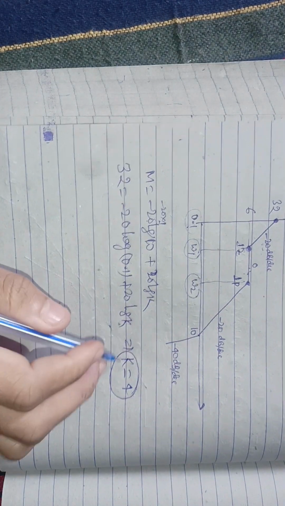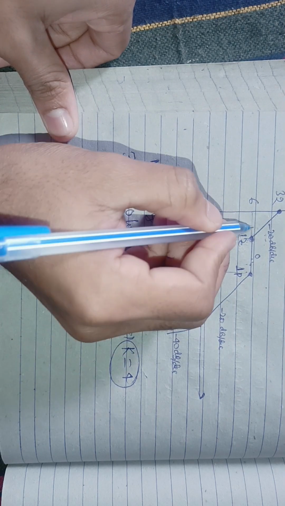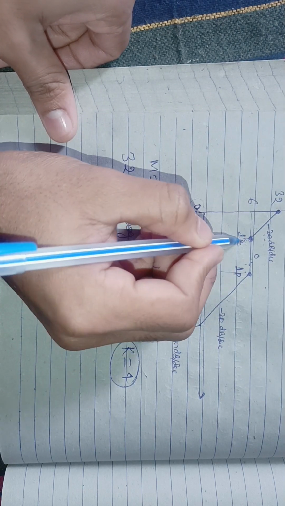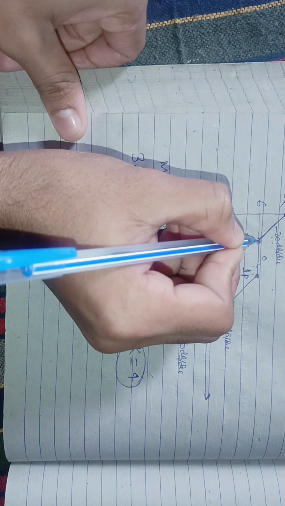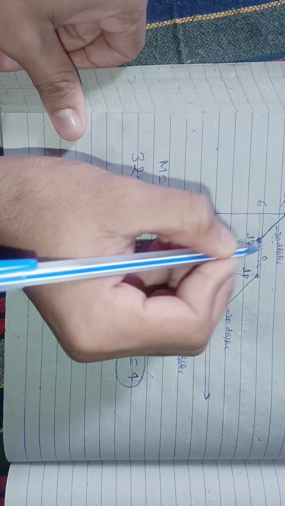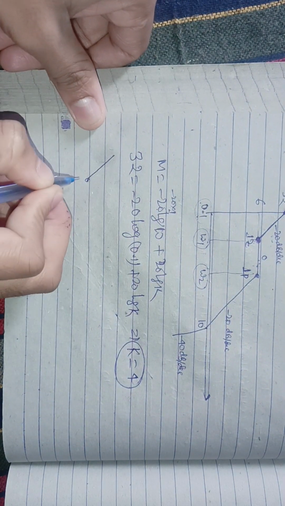So we found the k. Now just use the slope formula. Slope formula means y2 minus y1 divided by the difference in log of omega, as we move in this direction. So it becomes y2 and y1, and omega 2 to omega 1.